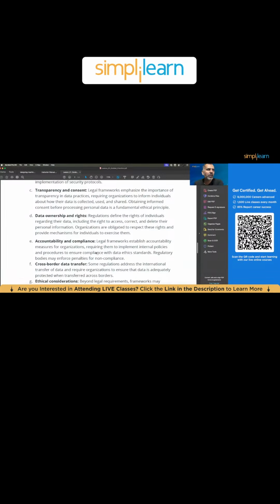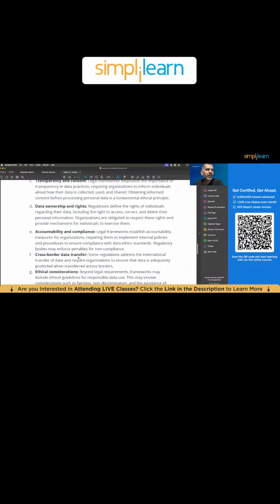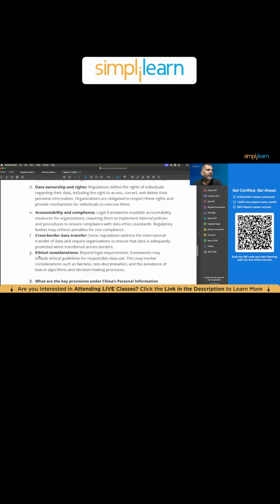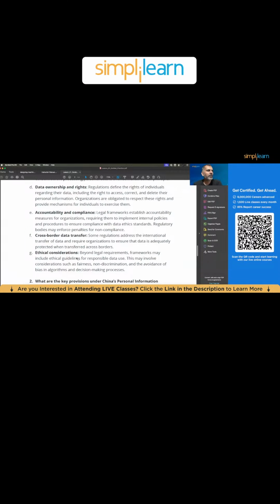So there should be some policy which makes the organization accountable, that it is following all the data ethics standards. If it is a cross-border data transfer, then obviously some more regulations need to be introduced, and this is something we discussed. And finally, the ethical consideration, we talked about that. Beyond the legal requirements and frameworks that are included, this may also involve some fairness and non-discrimination. This is something you cannot define very firmly, because there are a few areas where the rules cannot be defined very mathematically.